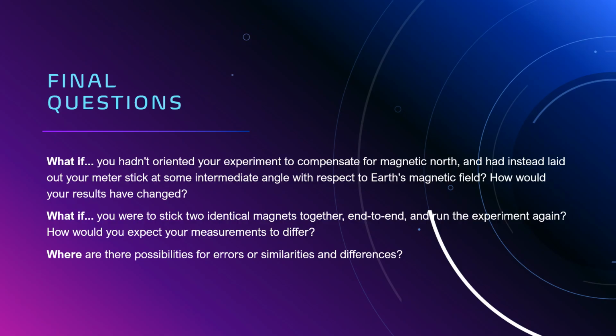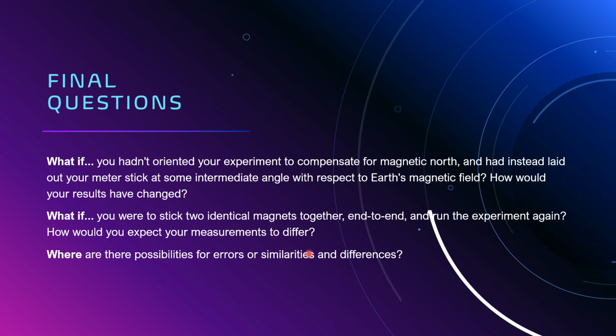If we hadn't oriented to compensate for magnetic north, we would have to compensate in our code and in our calculations by having an extra vector which would be added into our magnetic field. If we were to stick two identical magnets together, the dipole moment would probably be found to be twice as strong, as they would be identical and therefore most likely have the exact same dipole moment.